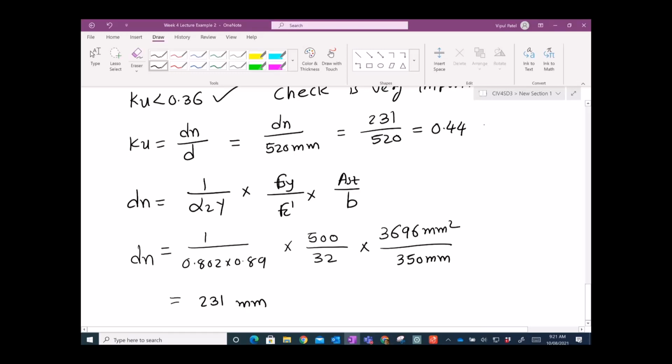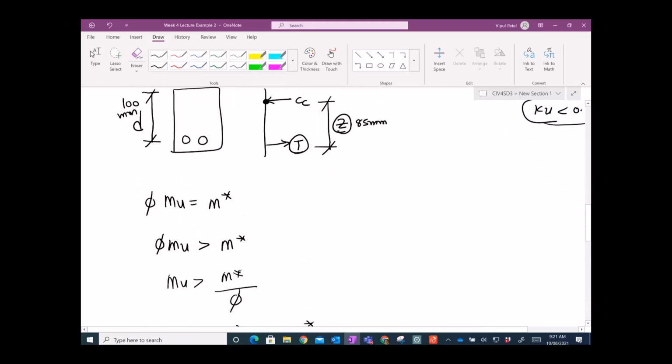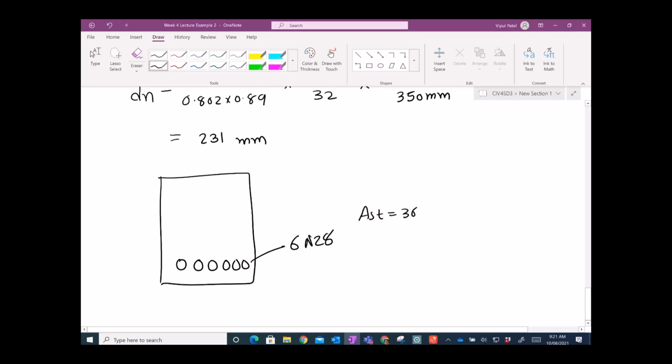Ooh, that is not good, because it has become greater than 0.36. If it is greater than 0.36, you can't use singly reinforced. I hope you understand that. You can design your singly reinforced with 1, 2, 3, 4, 5, 6 N28 bars. You put them on the tension side, and you can have an Ast of 3696 millimeters square. That is the strength. Phi Mu is greater than M star for this section. I'm happy with that one.